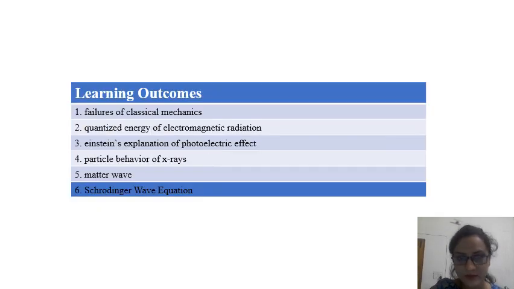Learning outcomes from this module are failures of classical mechanics, quantized energy of electromagnetic radiation, Einstein's explanation of photoelectric effect, particle behavior of X-rays, matter wave, and Schrodinger equation.